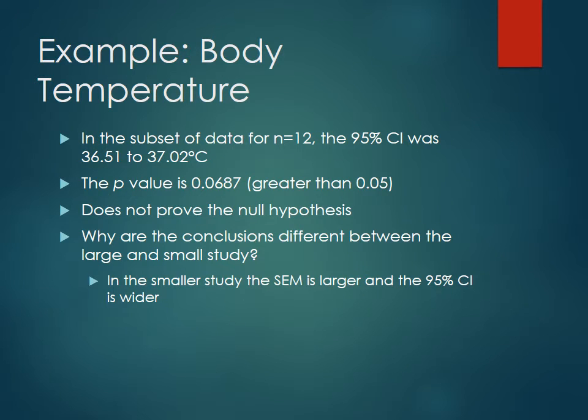So if I were to look at the subset of those 12 patients again, see what their mean value was, and look at their 95% confidence interval, what do you notice about this confidence interval with the 12 patients versus the 130? Yeah, it's much wider, right? The confidence interval is much wider because I have a much smaller set of patients that I'm looking at. And if you look here, you see the p-value is 0.0687. So is that statistically significant?